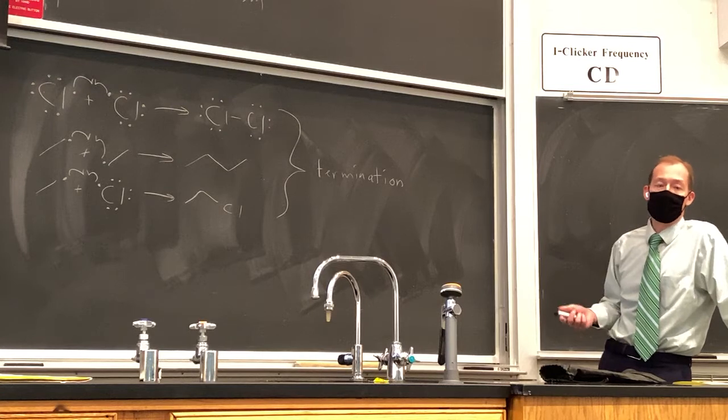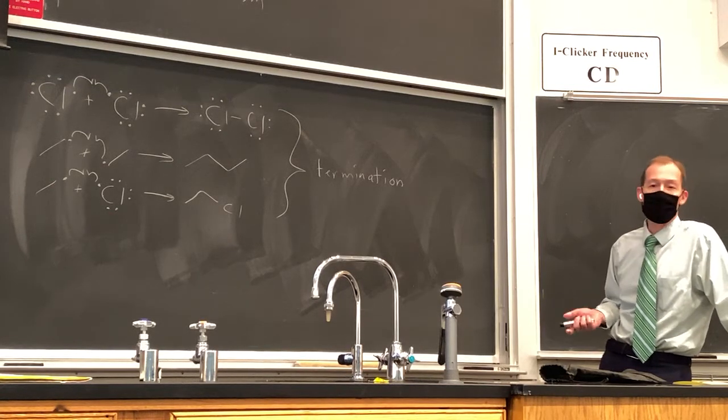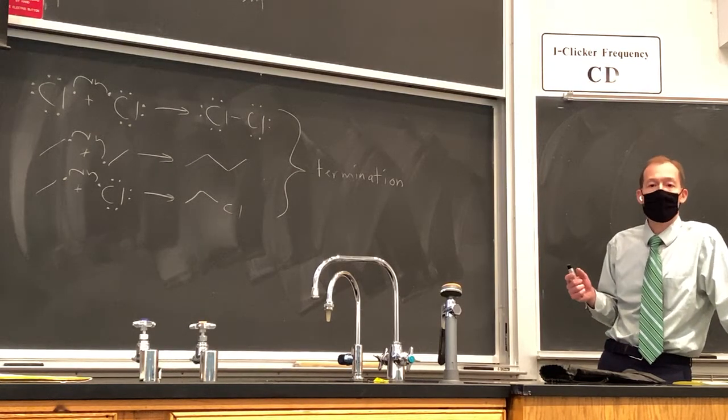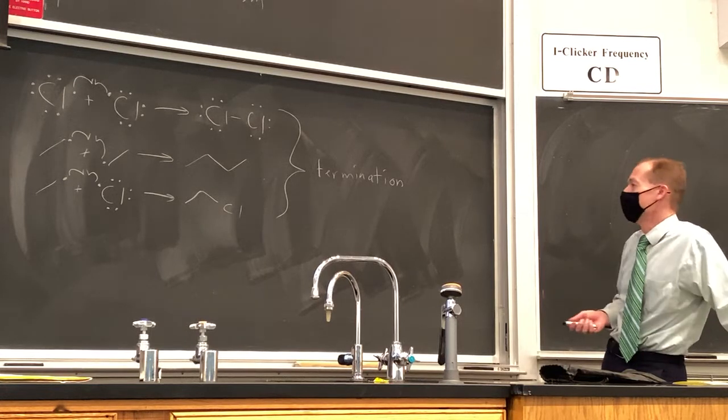And when we're drawing radical mechanisms, we don't have to draw the termination steps because they are so rare. We usually only draw the initiation and the propagations, okay?